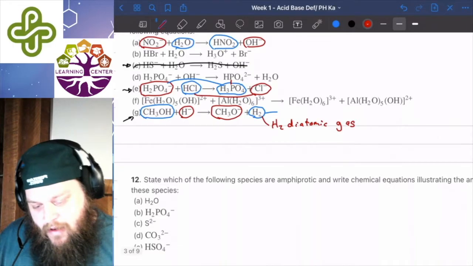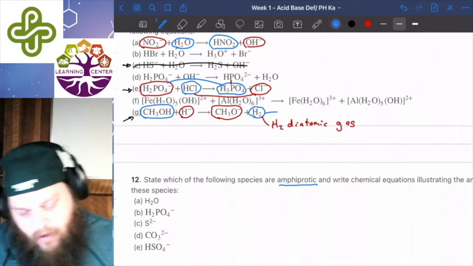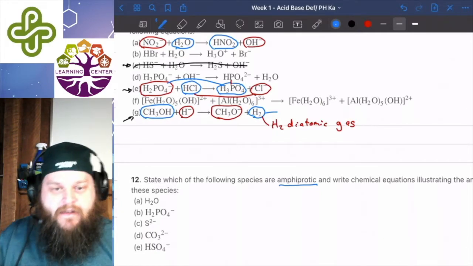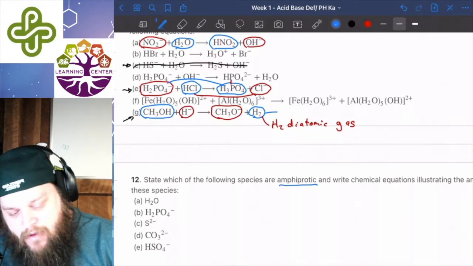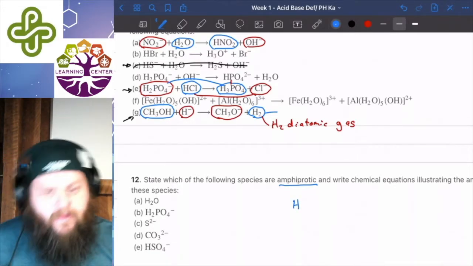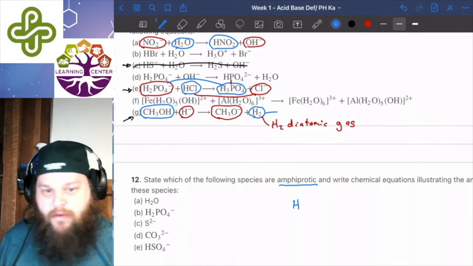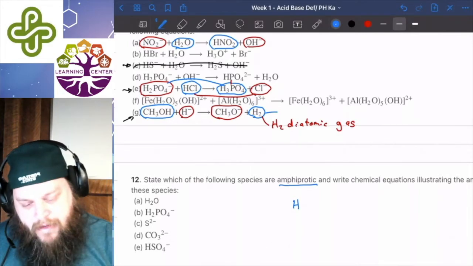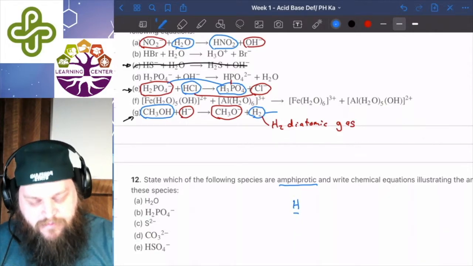All right, last one. This is this concept of amphiprotic. Amphiprotic just means that the compound can act as both an acid and a base. You're going to see this a lot anytime you have a hydrogen in the compound, especially if it's not attached to a carbon. Hydrogen and carbons don't break off really easily. But they can act as an acid if they have a hydrogen, essentially.